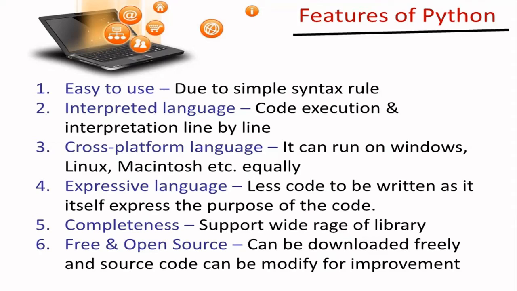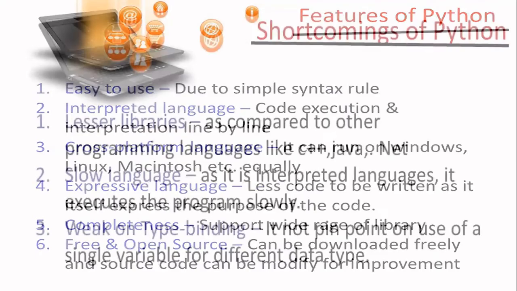It has completeness because it also has a wide range of libraries. Libraries are something you will learn very soon, but you will apply and use them a little later. It is also free and open source. That means what we're going to do today, we are going to download it. It can be downloaded freely, and the source code can also be modified for improvement. So they even give you the source code and they let you change or modify the source code according to your own requirement.